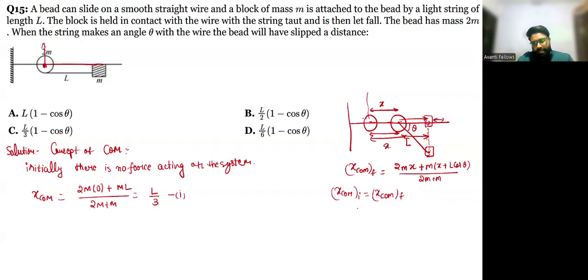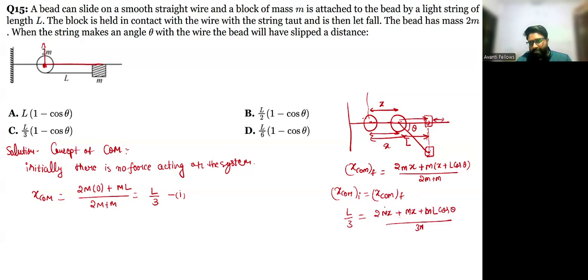So it is L by 3 equals to 2mx plus mx plus mL cos of theta divided by 3m.